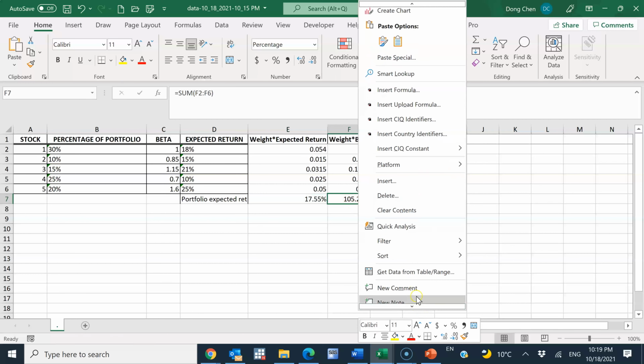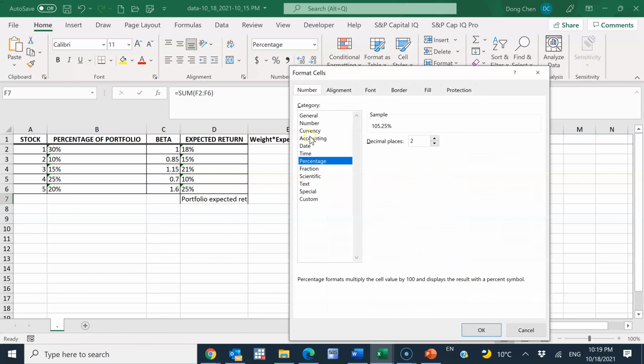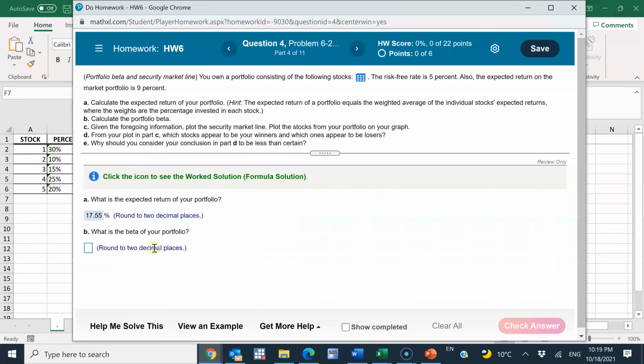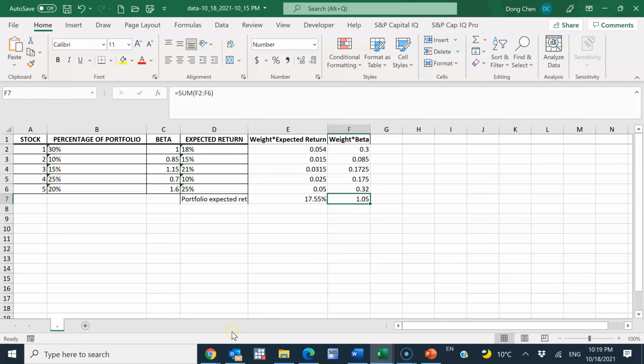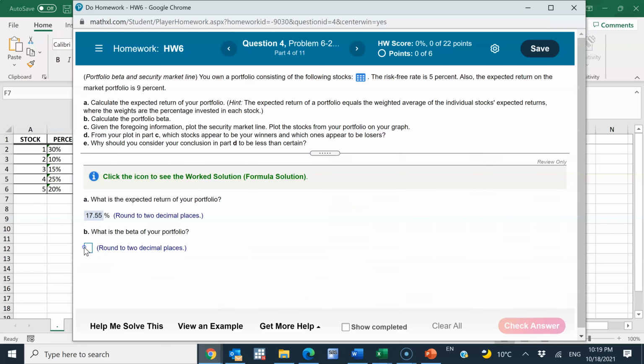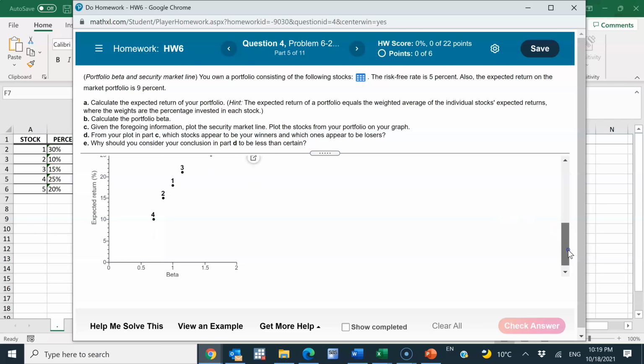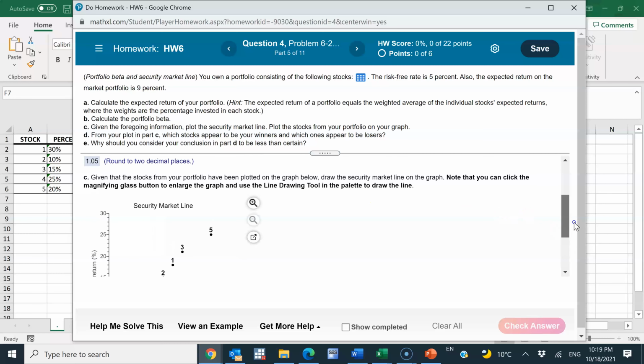But for beta, I don't want to use the percentage format. I just keep the number format and just go back and check the rounded requirement. I believe it's round to 2 decimal places. That's why I kept 2 decimal places. So that's exactly what I found. So it's 1.05. And check my answer. So this part is basically to draw a chart. Given that the stocks from your portfolio have been plotted on the graph below, draw the security market line.